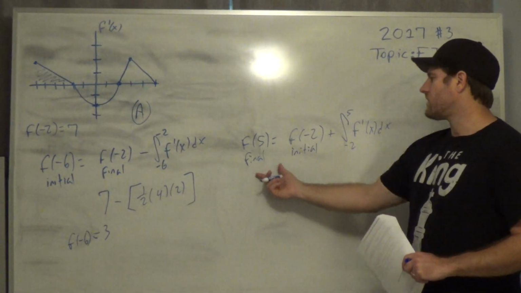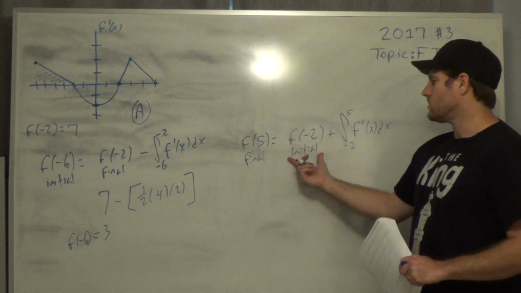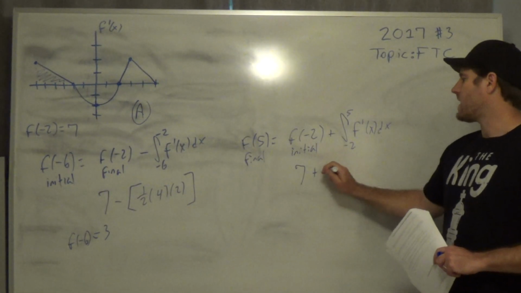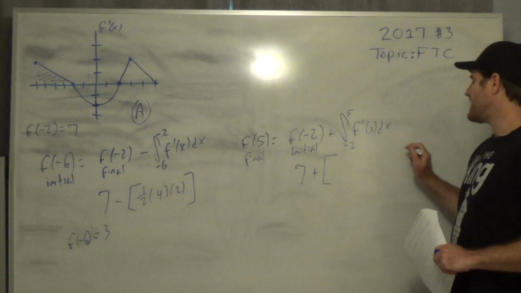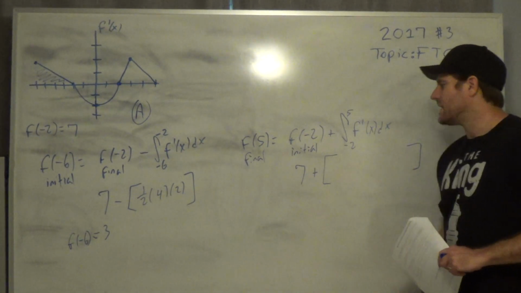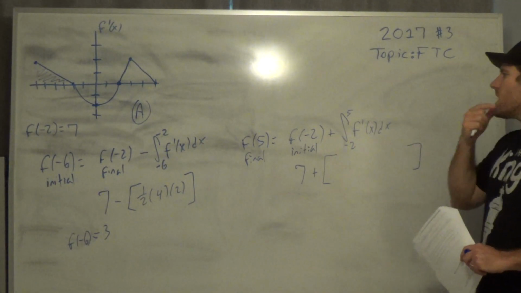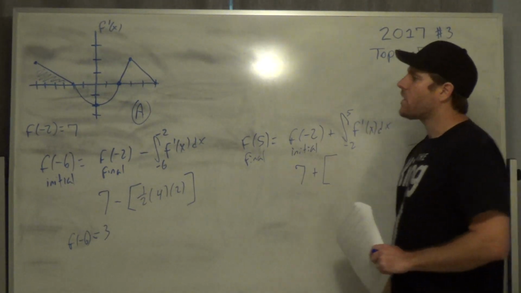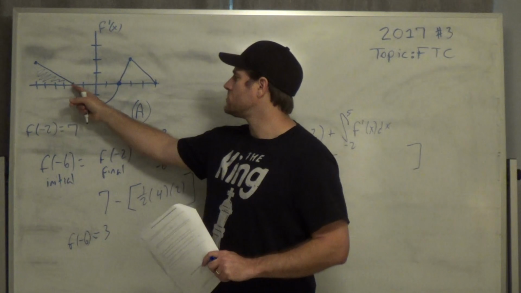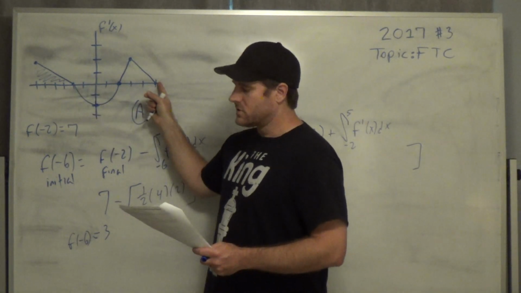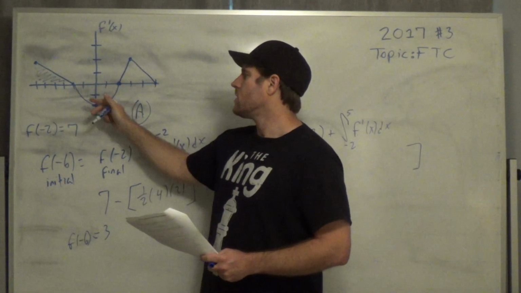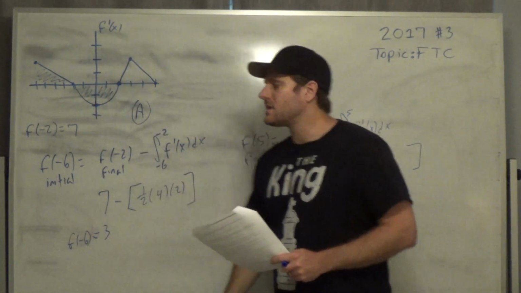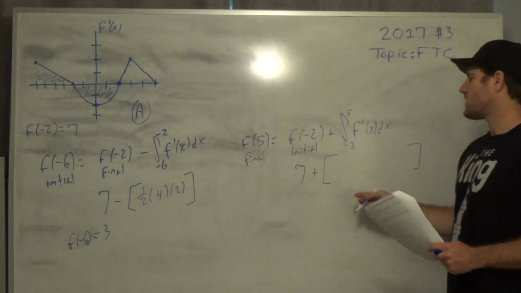So to find f of 5, we have our initial, which is 7. They give us that information at 7, plus the net change. And the net change here is the area from -2 to 5. Well, to go from -2 to 5, we first have to go from here to here, which is a semicircle. So this area starts off with a semicircle.